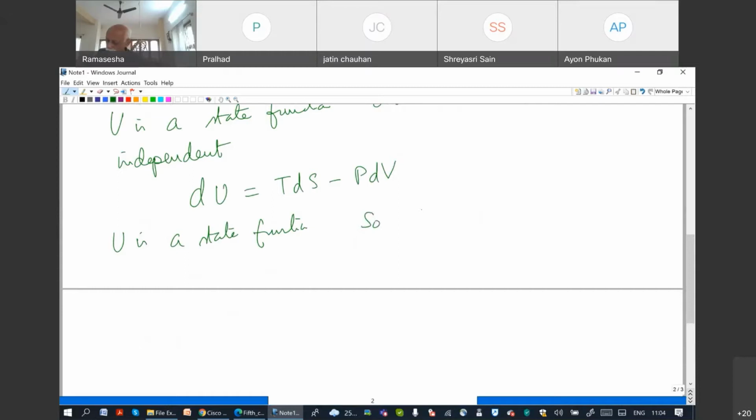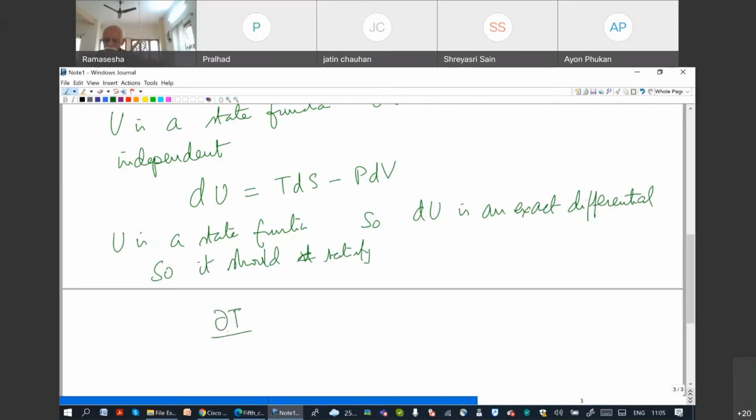So, dU is an exact differential, right? Yes, sir. So, how do you check that dU is an exact differential? What is the condition? Del T by del V under constant entropy.